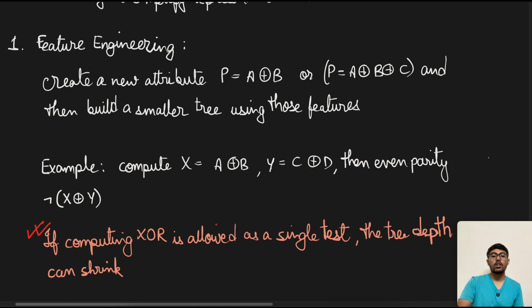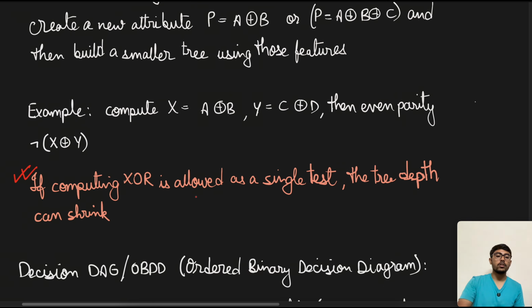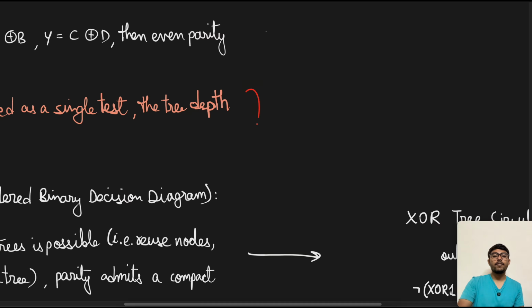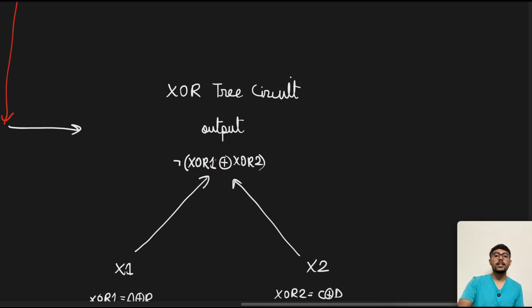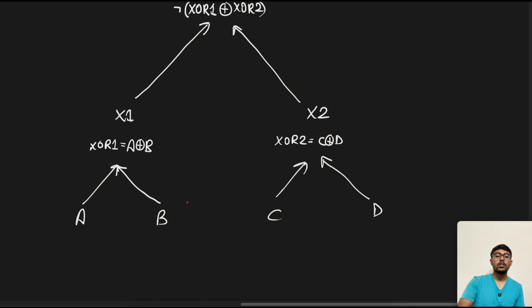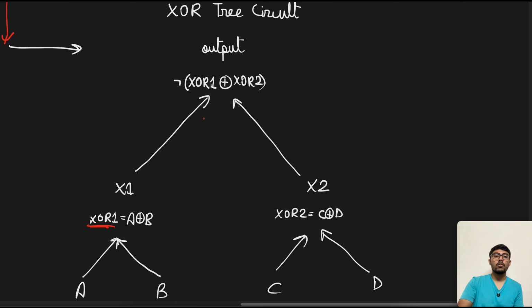If computing XOR is allowed as a single test, then the tree depth can shrink, as we just saw, right, because now there would be fewer leaves, which we will see down below. So, that would occur, right, which if we see, we have made a diagram here. So, the XOR tree circuit would look something like this. We have got A, B, C and D, right. XOR 1, which is also called x1, is A XOR B, XOR 2 is C XOR D, right, and this one would be x1 XOR x2, right.